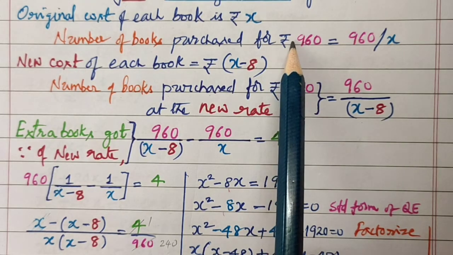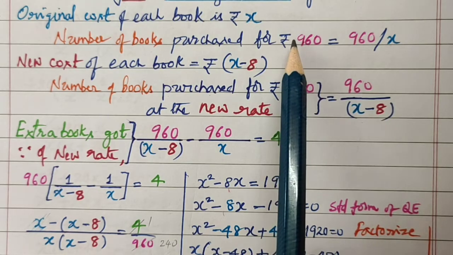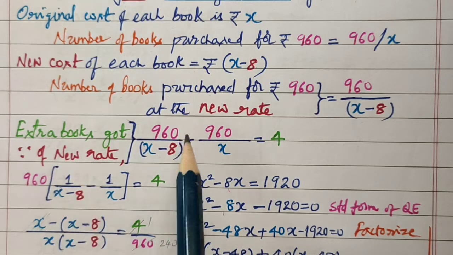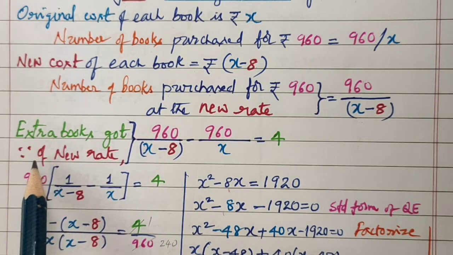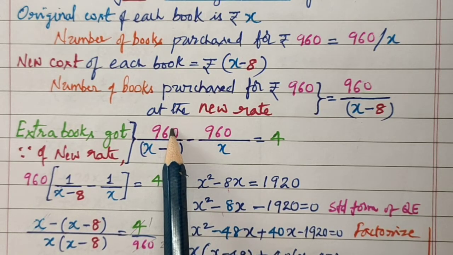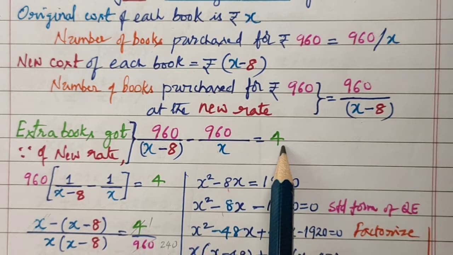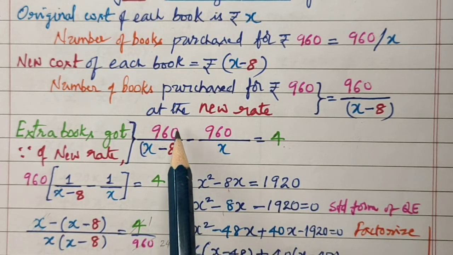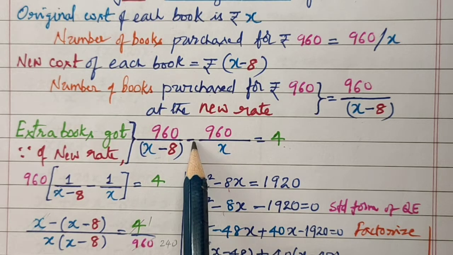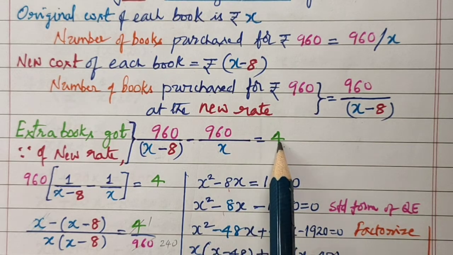This is the number of books for the old rate. So the difference between these will give the extra books got because of the new rate. This is the total number of books with the new rate, 960 divided by x minus 8, minus 960 divided by x, the number of books with the old rate. That is equal to 4.